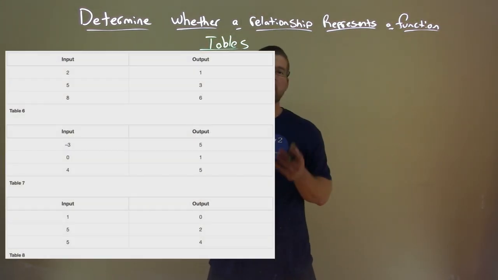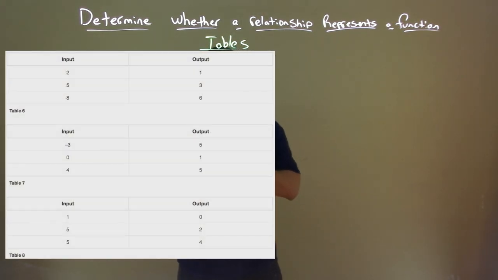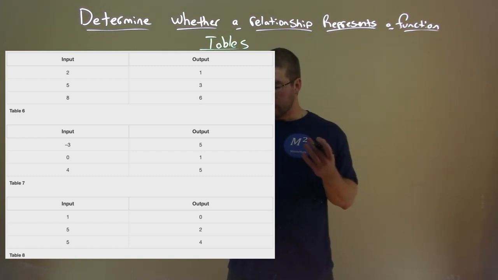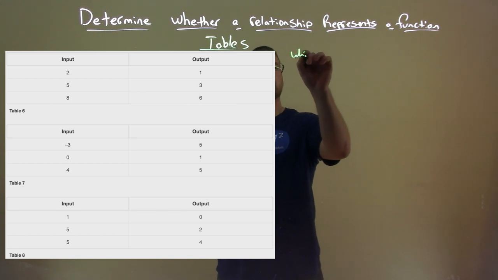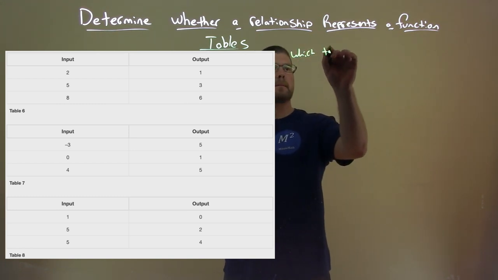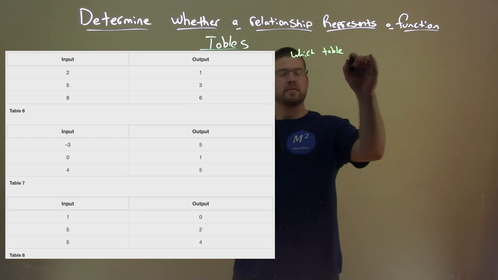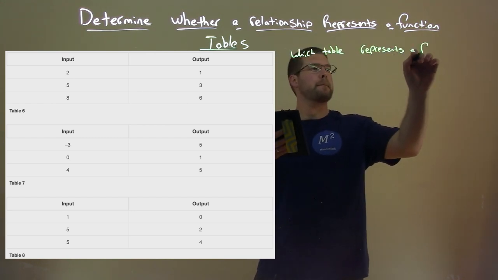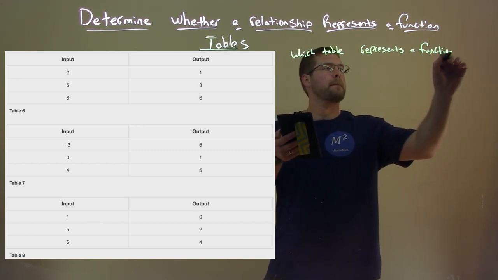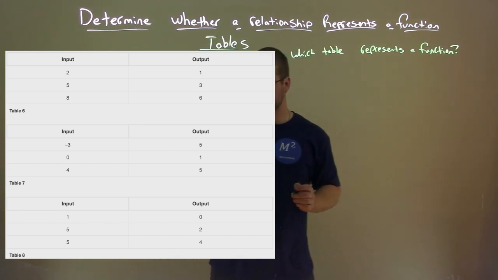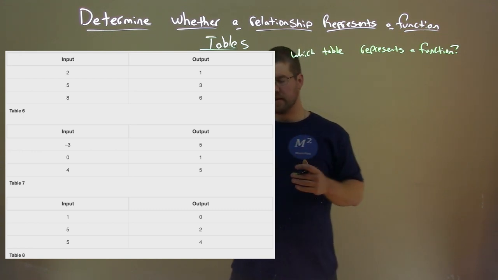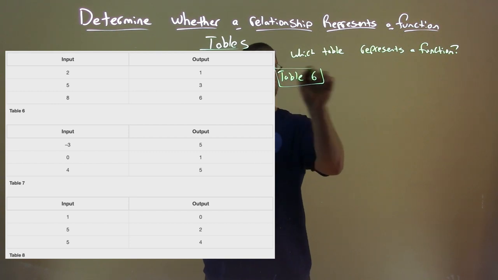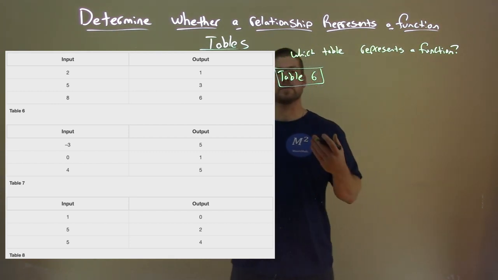All right. So now with number five here, we have some tables. We have three tables right there. We're going to see which ones represent a function. So which table represents a function? Okay. So we have three tables, table 6, 7, and 8. So table 6. Is table 6 a function or not?